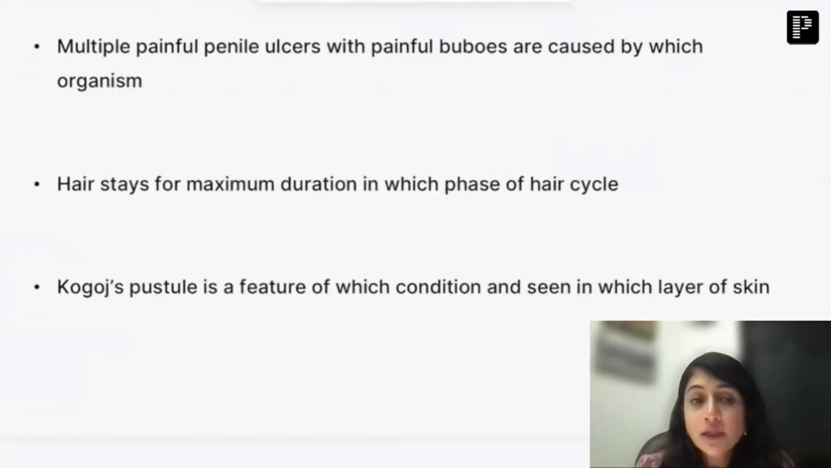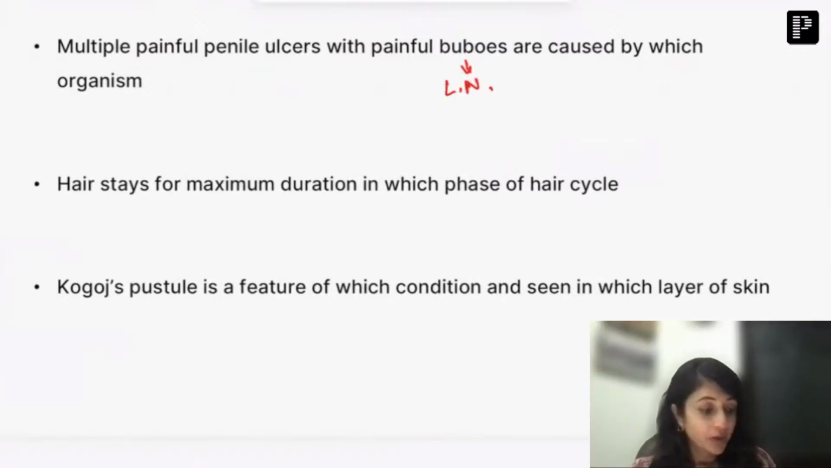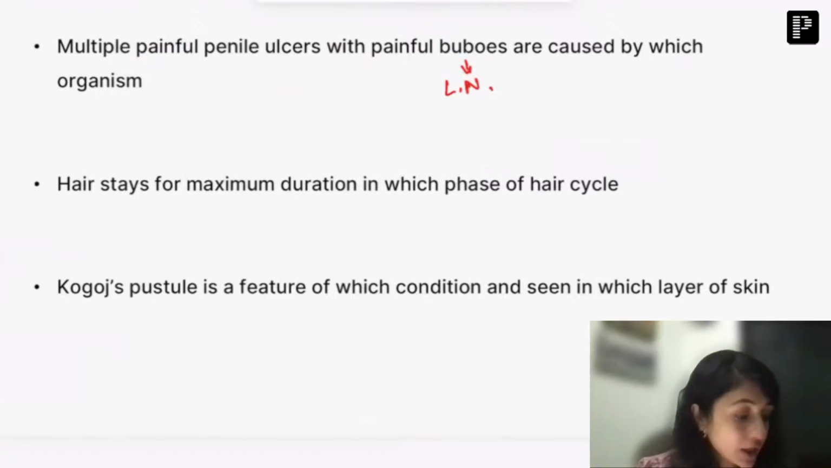Okay. Multiple painful penile ulcers with painful buboes. What genital ulcer disease am I talking about here? So if a patient presents with multiple painful penile ulcers with painful buboes, buboes means lymph nodes. This is caused by which organism? Next question. Hair stays for maximum duration in which phase of hair cycle? And third, Kogoj's pustule is seen in which condition and in which layer of skin? You guys have to revise your genital ulcer disease. It's not LGV.